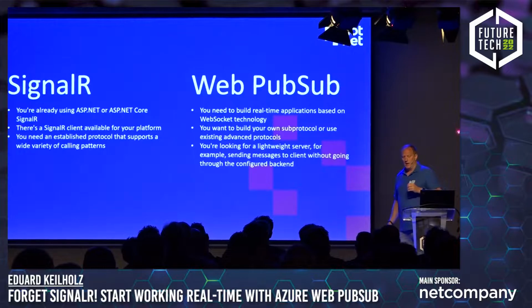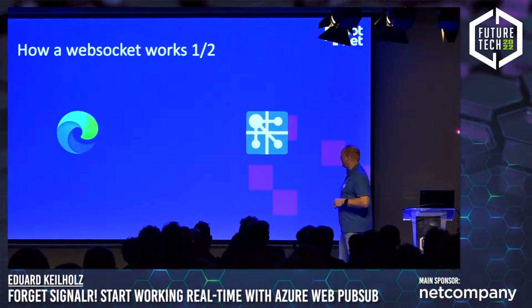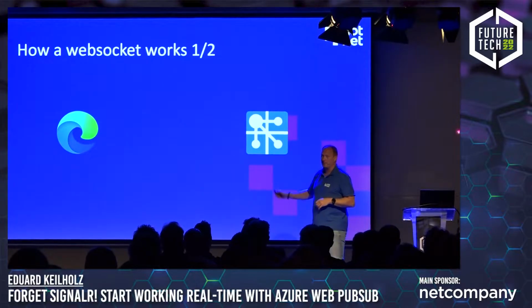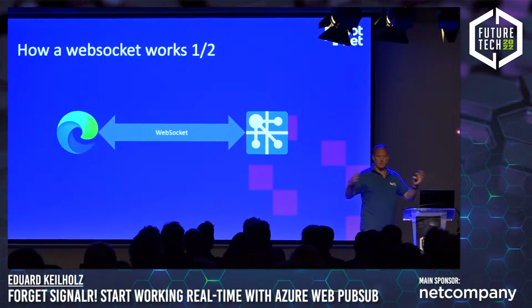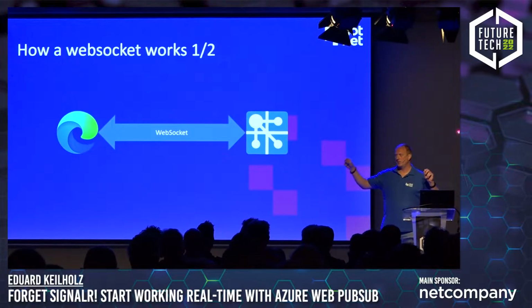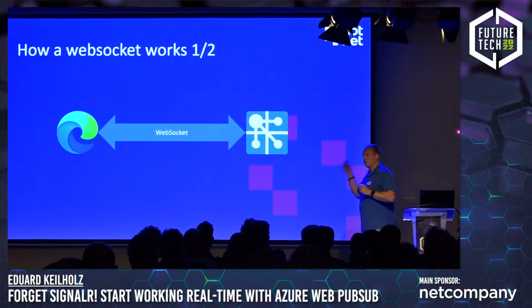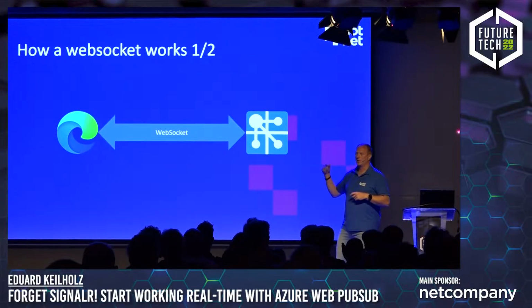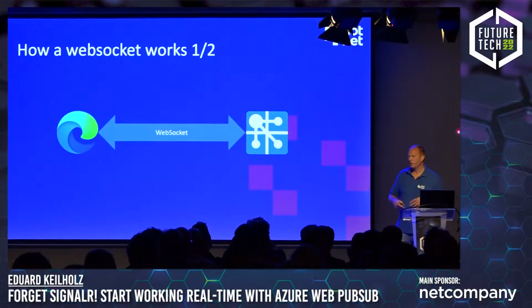So how does a WebSocket work? Well, we have, in this case, Web PubSub in the cloud, and you have a client, in this case, an Edge browser. And what happens is the WebSocket lives in between. So your browser makes a connection to the server. This connection stays open all the time, allowing the server to send messages to your browser, as long as the connection is still open.